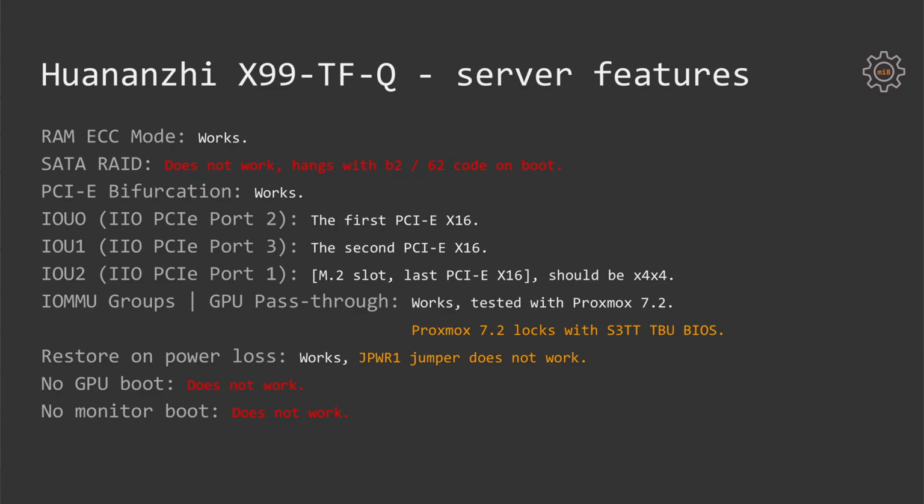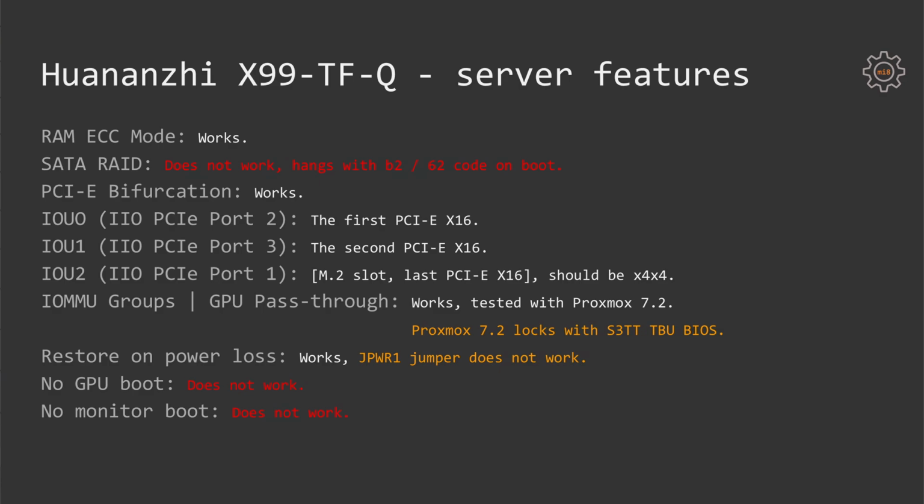Let's start with ECC memory. Many Chinese motherboards work with ECC memory, but the ECC memory correction is actually not enabled. With X99-TF-Q, it's not a problem. ECC mode works just as desired. I have also tested PCI Express bifurcation and PCI Express GPU pass-through using Proxmox. These features are also working with no problems.